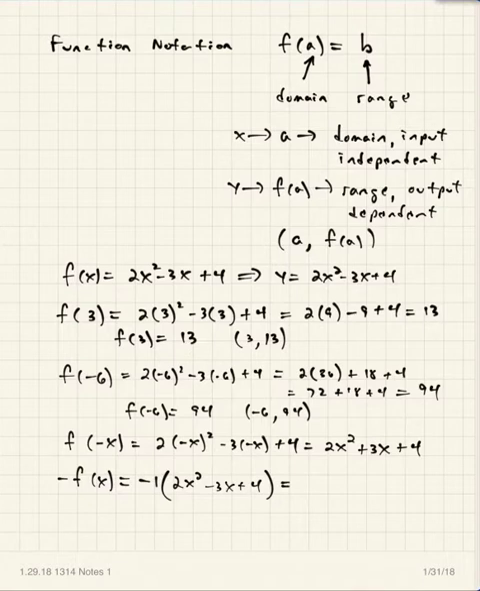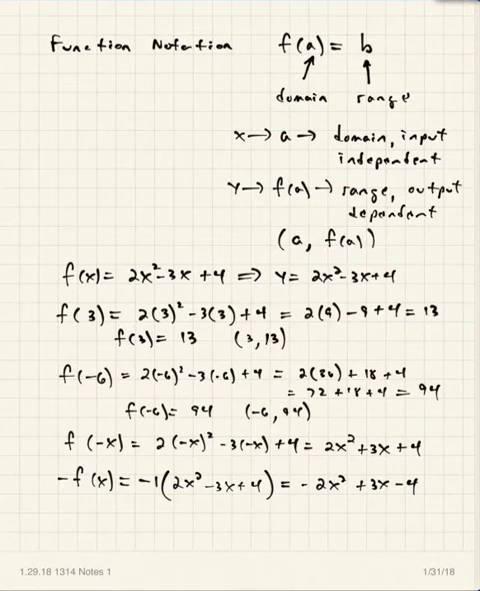And so what does that do to the function? When you multiply through by negative 1, it simply multiplies every term by negative 1. So you have negative 2x squared plus 3x minus 4. It changes every sign in the function like that.